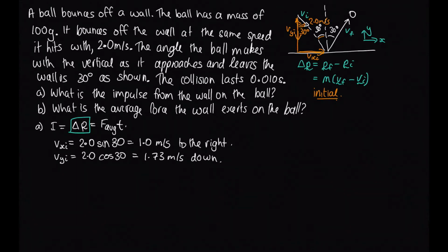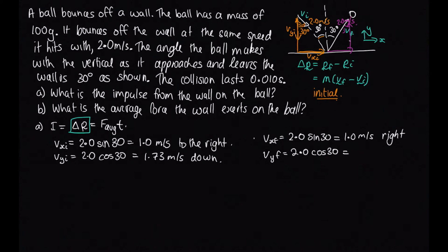Okay, now we're also going to need to calculate the final. So to get the final, we break this final velocity, which is again 2 meters per second, into these two components. This angle up here is 30. So Vx final is equal to 2 times sine 30, which is equal to 1 meter per second, still to the right. And Vy final is equal to 2 cos 30, this side, which is 1.73 meters per second up.